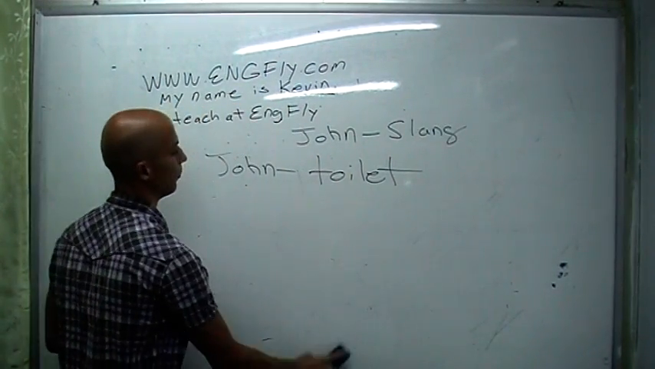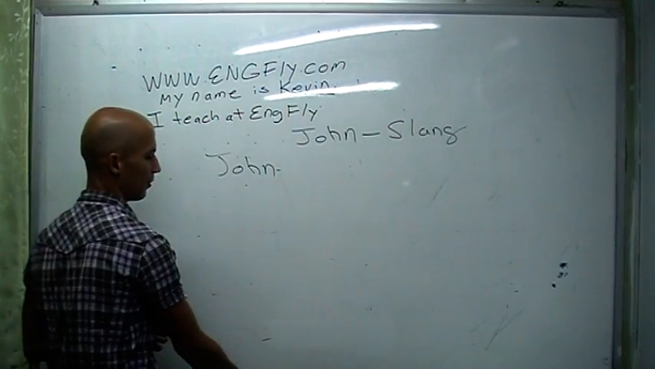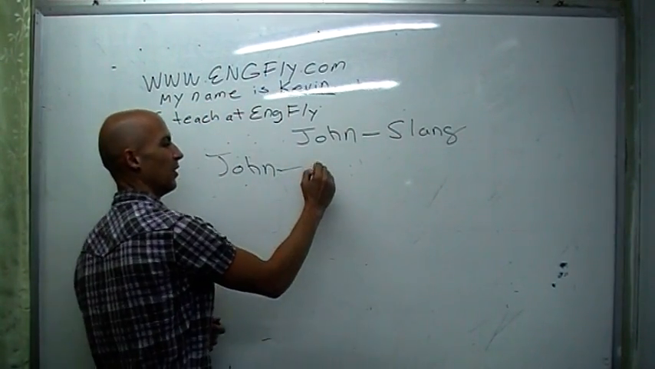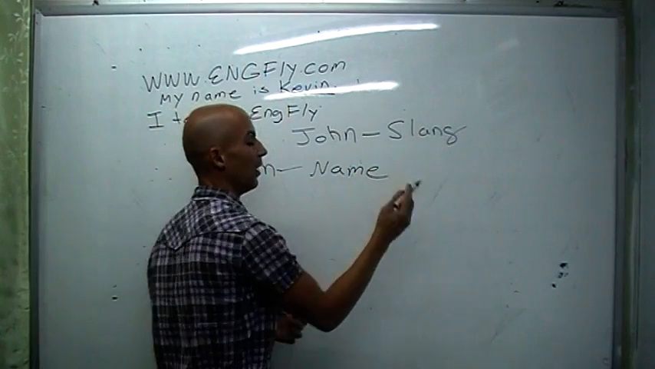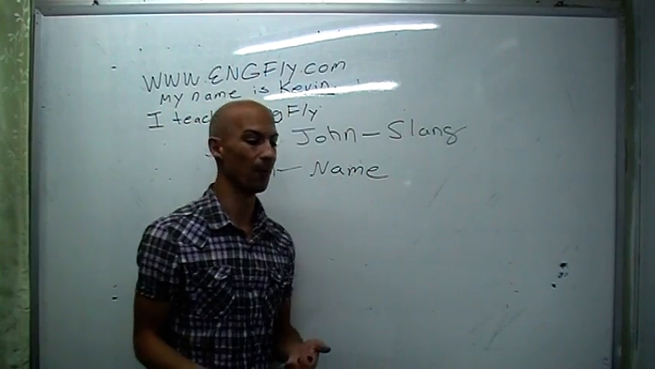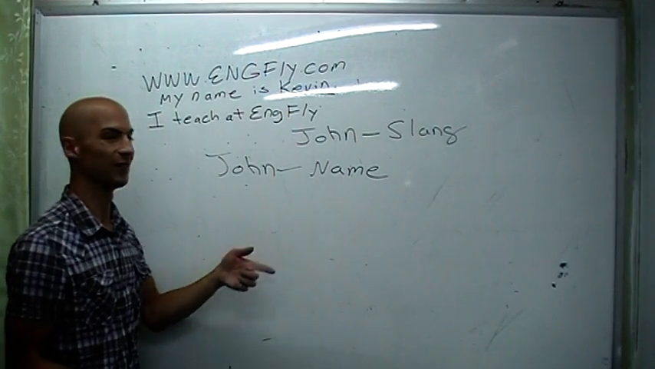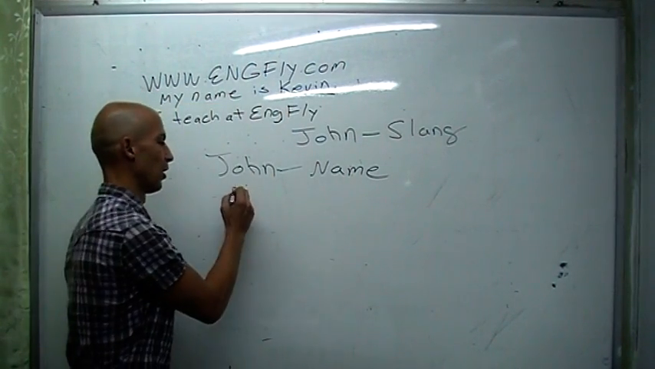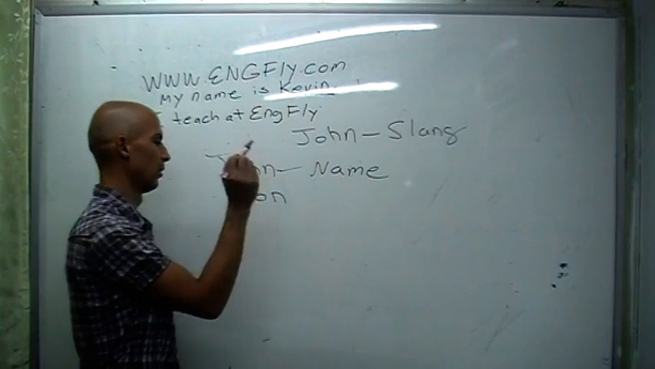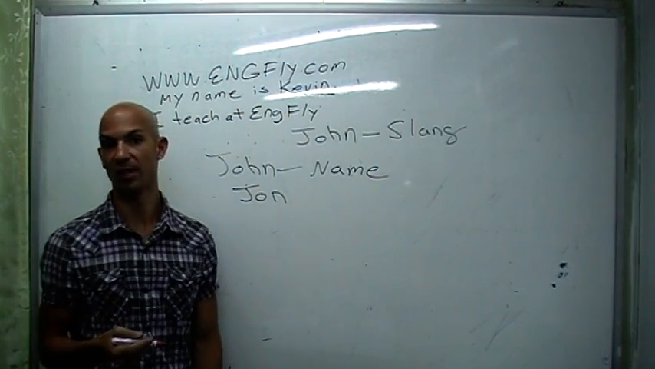Lastly, very simple. John is just a name of a person. I'm going to visit my Uncle John. It's just a name. It can also be written that way as well. Pronounced the same way, John.